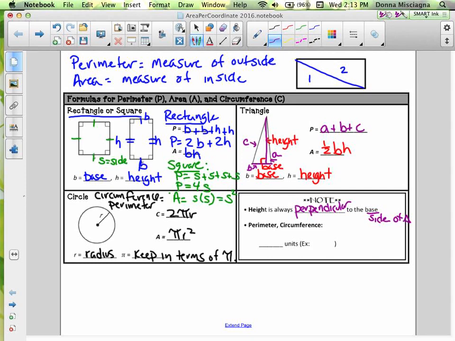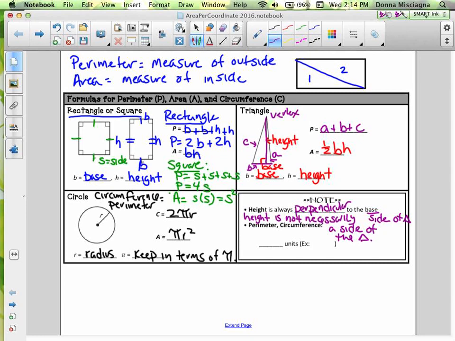The height, however, is not necessarily a side of the triangle. It'll only be a side if it's a right triangle. Right? Otherwise, it's just going to be that perpendicular distance between the base and the opposite vertex. Right? And we'll go over that in more depth and more detail when we find some problems on the coordinate plane, some areas and perimeters.